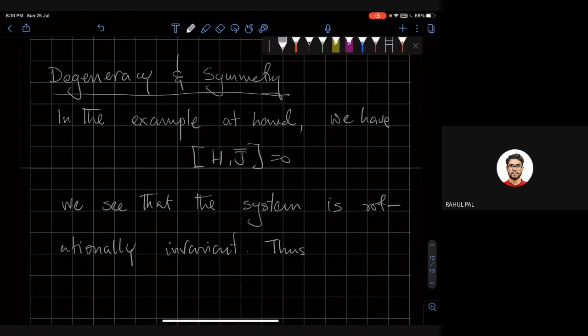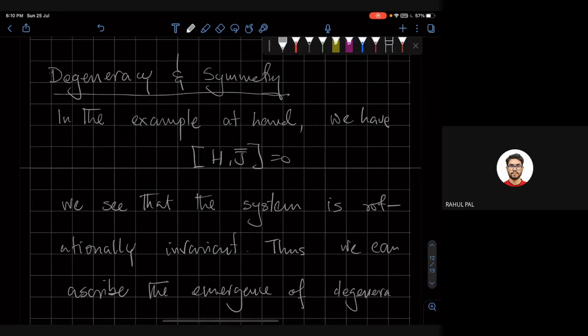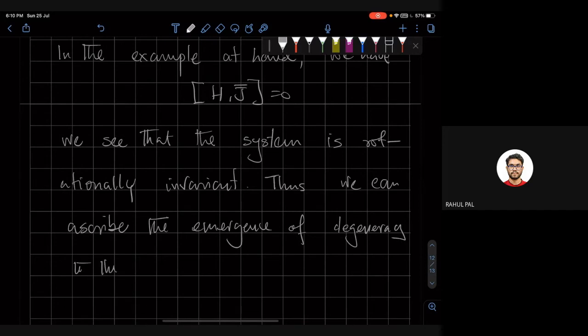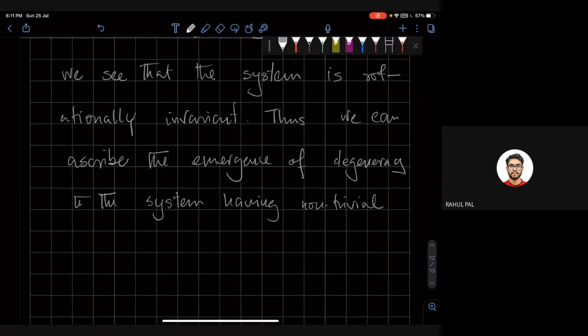Thus, in this case, we can ascribe the emergence of degeneracy to the system having some sort of non-trivial symmetry. So degeneracy, therefore, is intimately linked to symmetry.